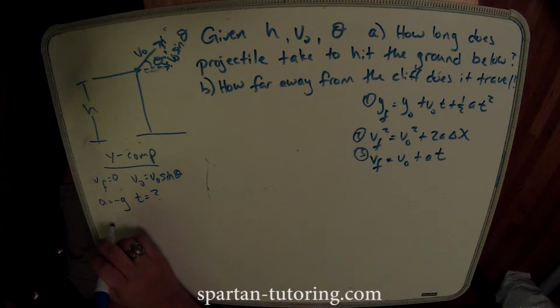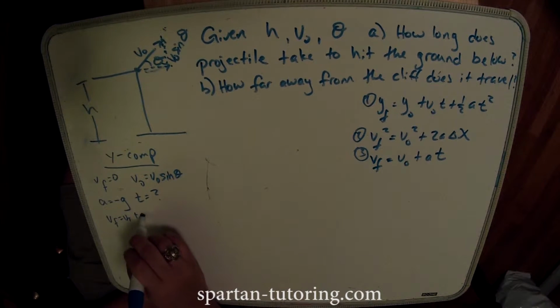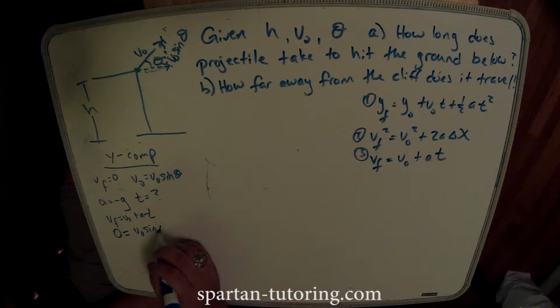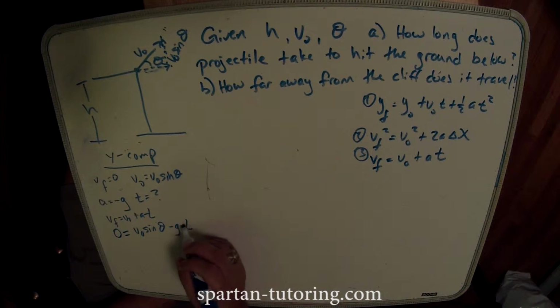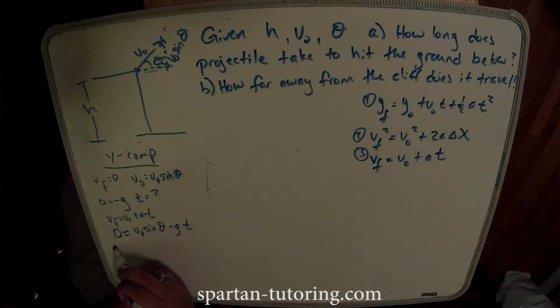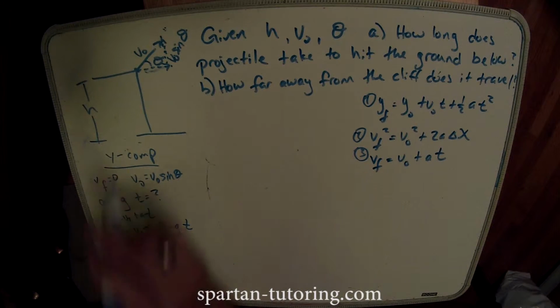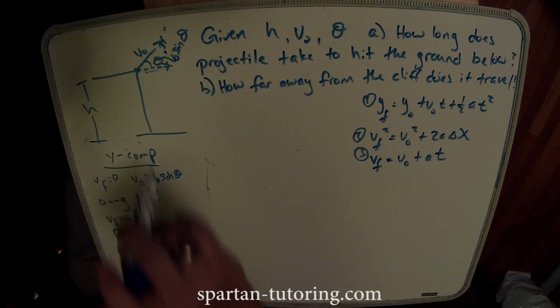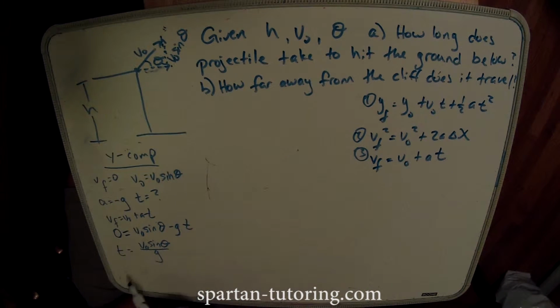Okay? So, if vf is equal to v0 plus at, by plugging all these in, I have that 0 is equal to v0 sine theta minus gt, where v0 sine theta and g are all known. Solving for t, it is going to be v0 sine theta divided by g. And this is how long it takes to get to the highest point. So, to get to the highest point and back, I'm just going to multiply this by 2.